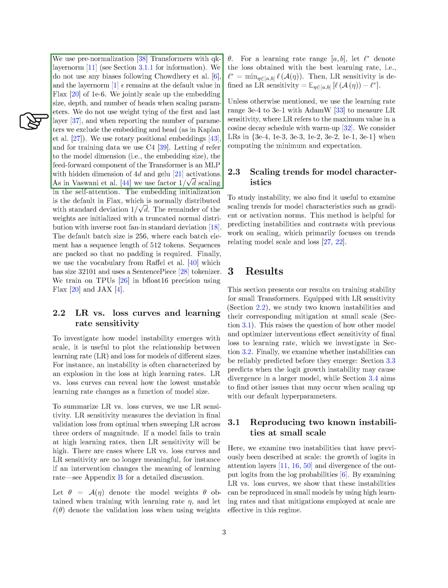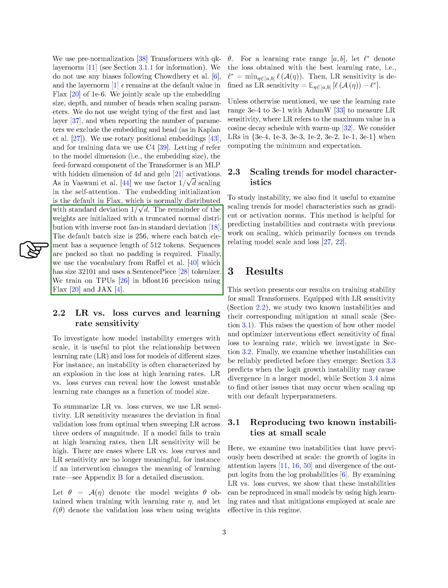The feed-forward component of the transformer is an MLP with a hidden dimension of 4 times the model dimension and GELU activations. We've been initializing the embedding with a normal distribution and the rest of the weights with a truncated normal distribution. Finally, we've been using a batch size of 256, with each batch element having a sequence length of 512 tokens. We've been training on TPUs in bfloat16 precision using Flax and JAX.